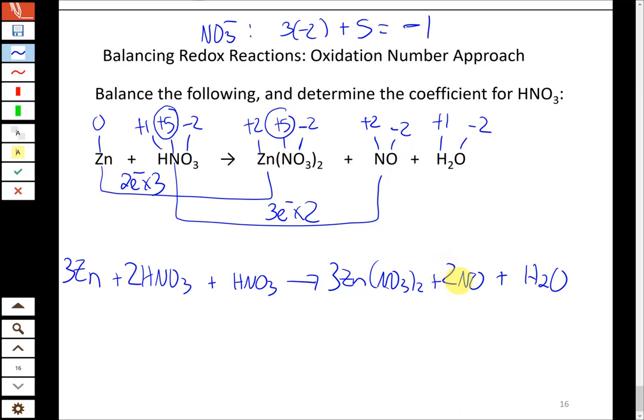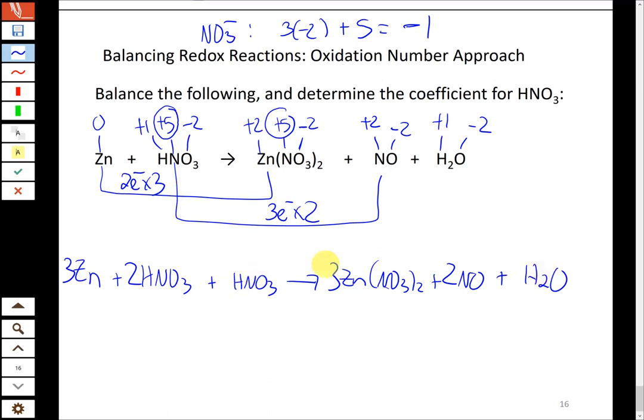So those coefficients that we added, we're going to leave as is, 3, 2, 3, 2, but now we have to balance the rest by inspection. So we're going to add some additional HNO3 to make sure we have the right number of nitrogen, and then we're going to add water to make sure that oxygen and hydrogen are balanced. So I think the correct order to do this in is let's balance nitrogen first.